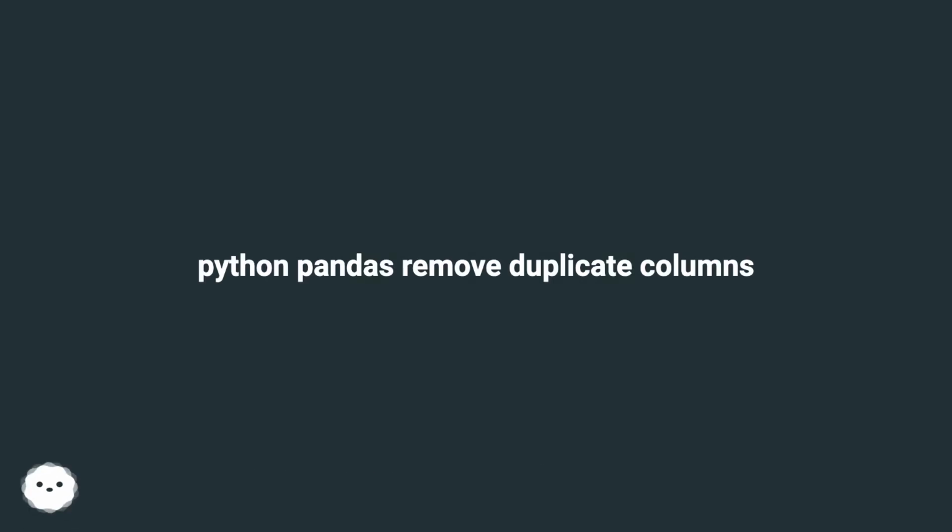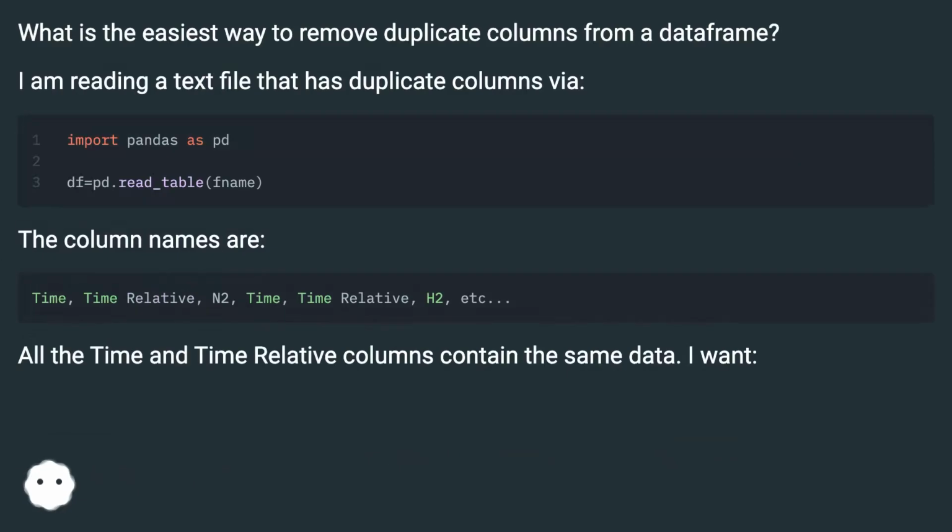Python pandas remove duplicate columns. What is the easiest way to remove duplicate columns from a data frame? I am reading a text file that has duplicate columns.